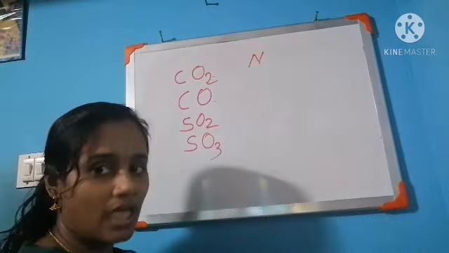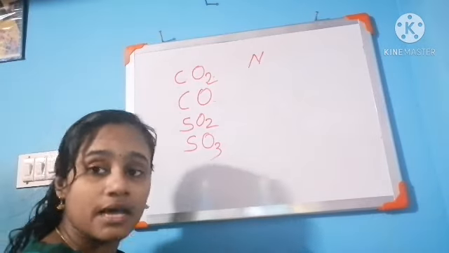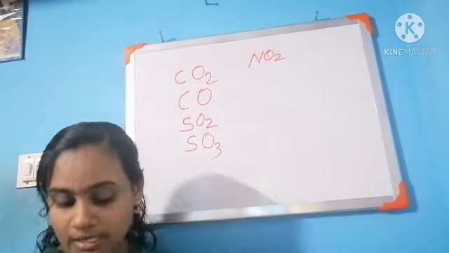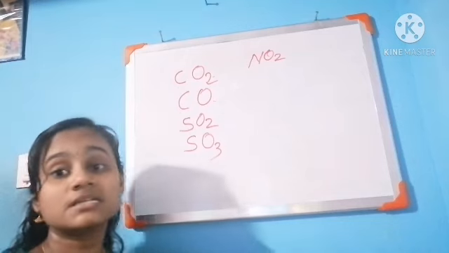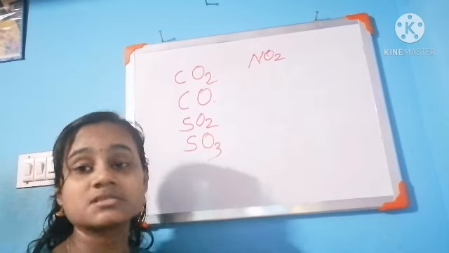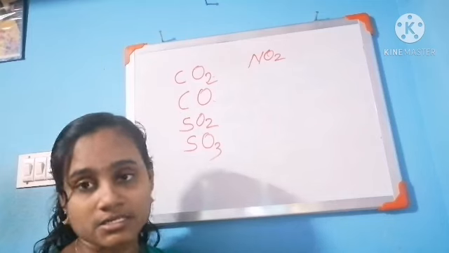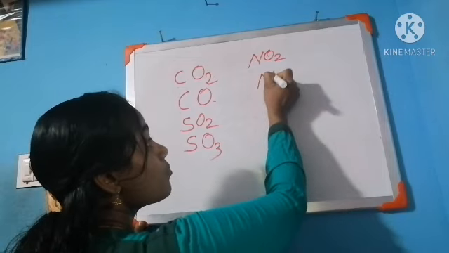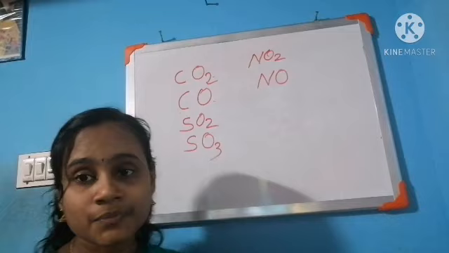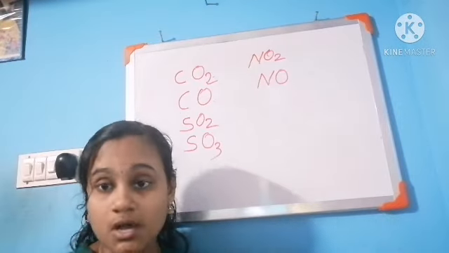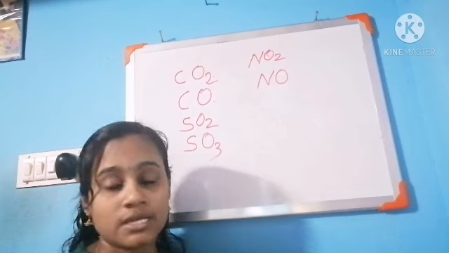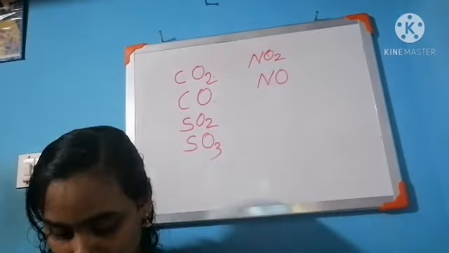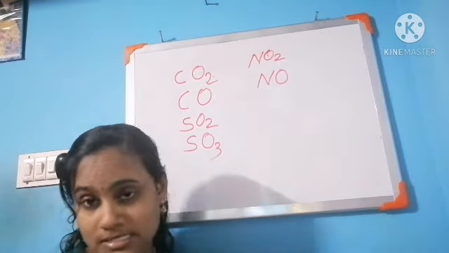Then nitrogen dioxide. Nitrogen, N. Nitrogen dioxide means 2 oxygens. The next, nitric oxide. Nitric oxide means nitrogen monoxide, with 1 oxygen. Please write that: nitric oxide or nitrogen monoxide. Formula NO.